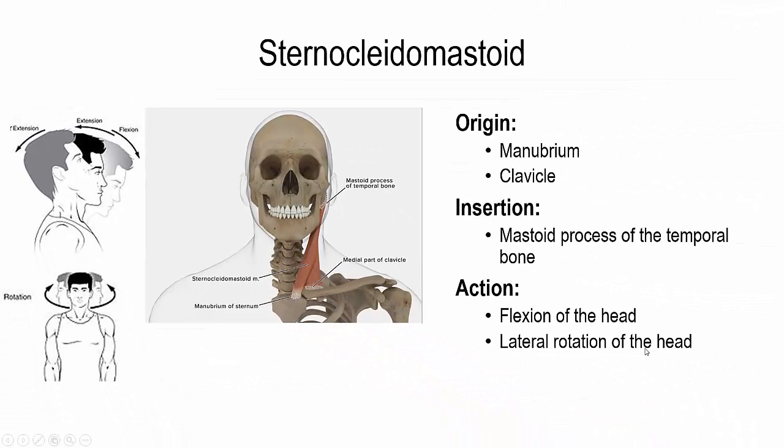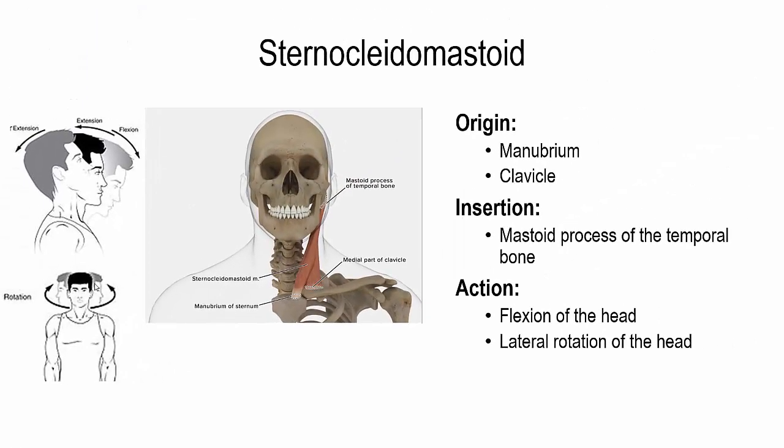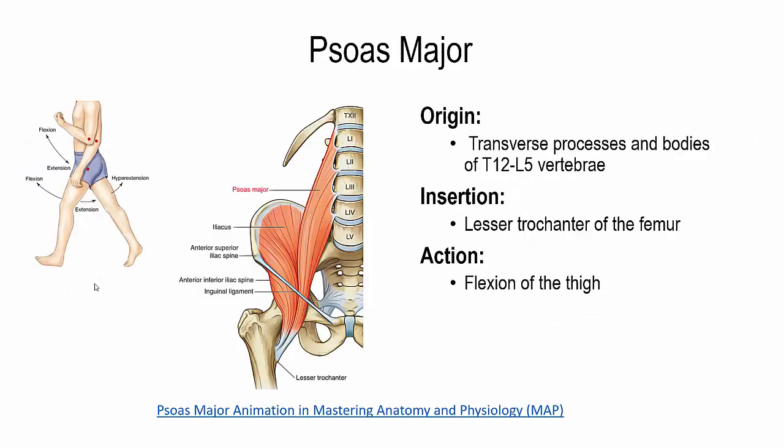This muscle also causes lateral rotation of the head. Here's an example of lateral rotation. Okay, so this would be right lateral rotation, rotating to this side. This would be left lateral rotation, rotating to that side. So in other words, when you tell someone no and you shake your head from side to side, you are doing right and left lateral rotation. Those are the actions of the sternocleidomastoid.